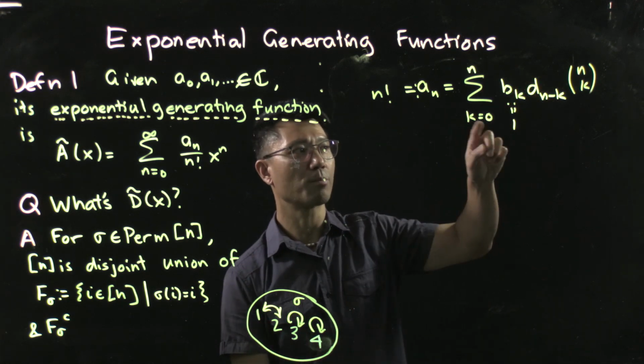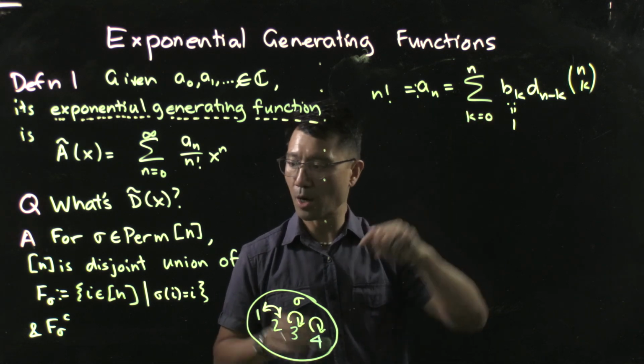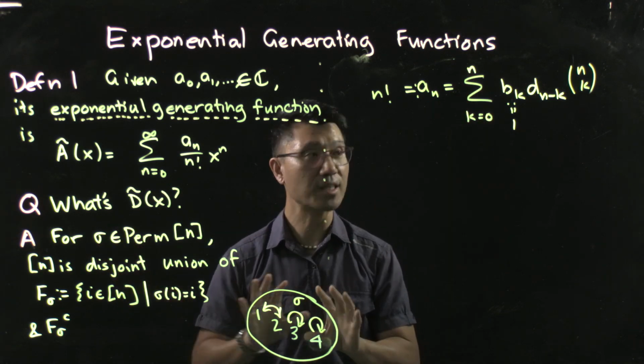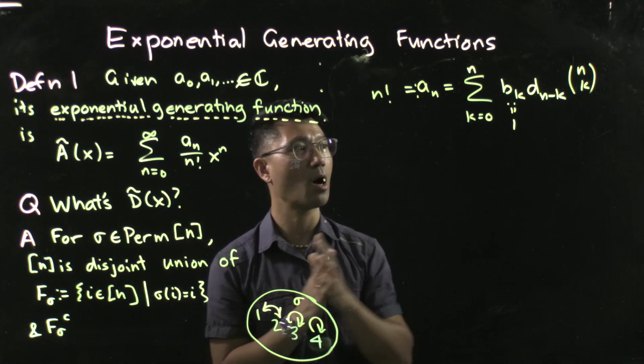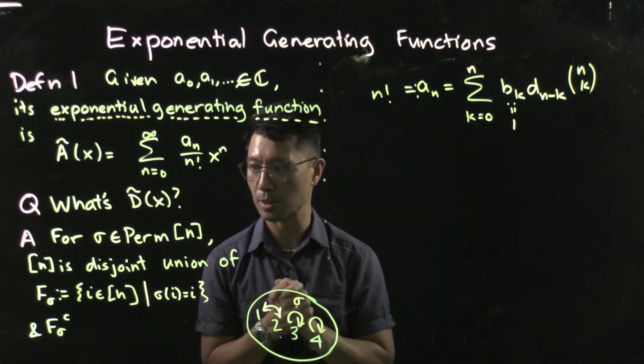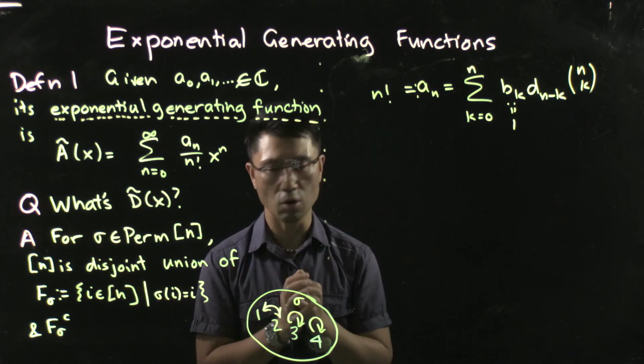So if I sum this up from k equals 0 up to n, this sum will depend on how many elements sigma fixes, and then I will get the total number of permutations. I would have counted each permutation once. So basically, how do I count all the permutations here to get the n factorial?